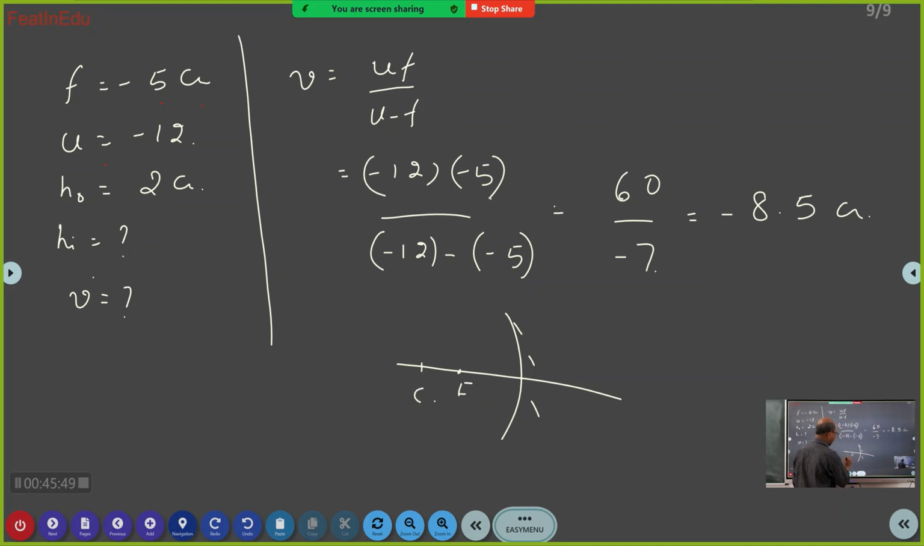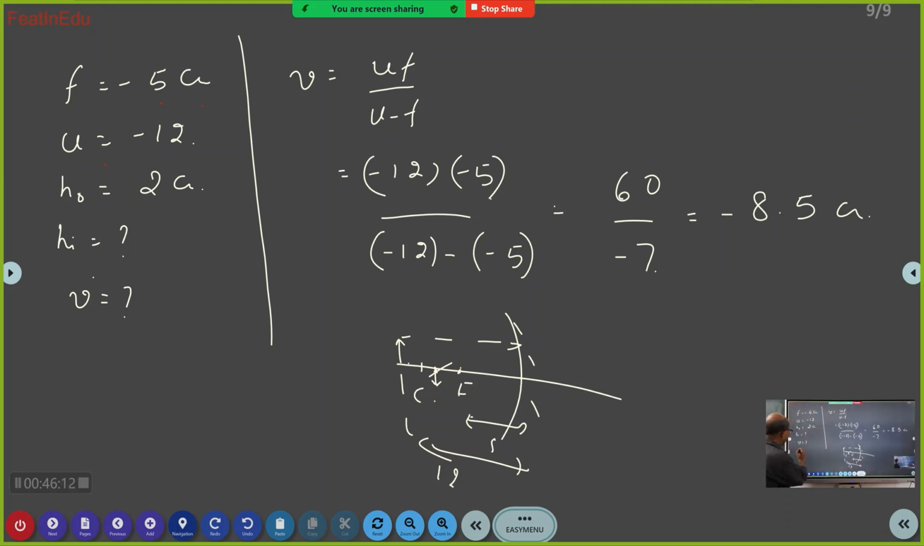This is F, this is C. So this is 5 centimeters from here. And the object is 12 centimeters away, so the object was kept here and the image is formed here. So you get 8.5 centimeters. So 8.5 is this, more than 5 and less than 10.